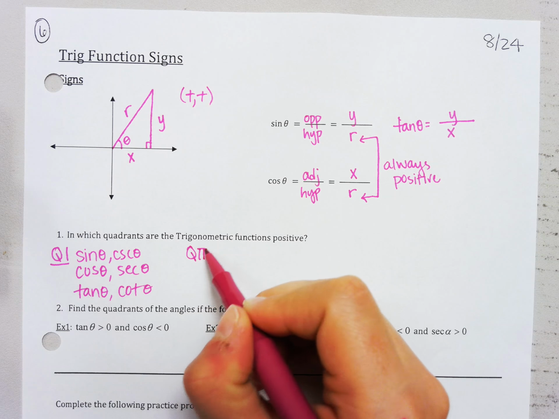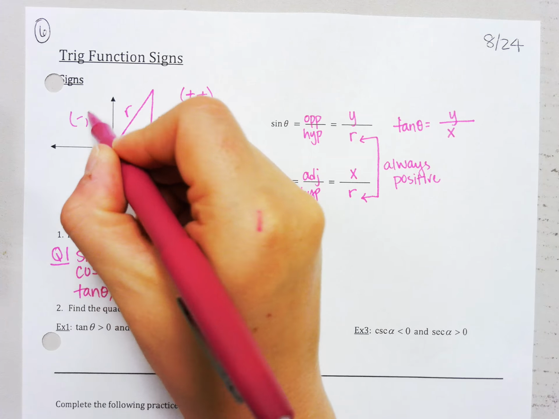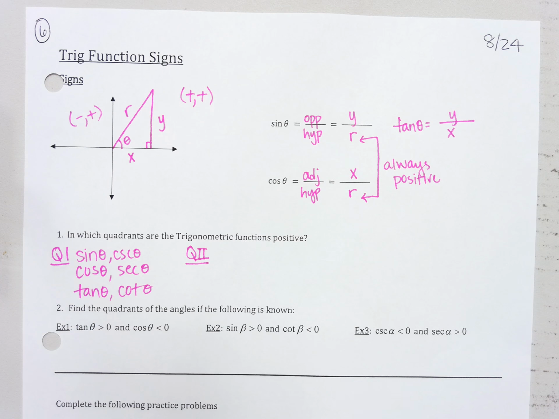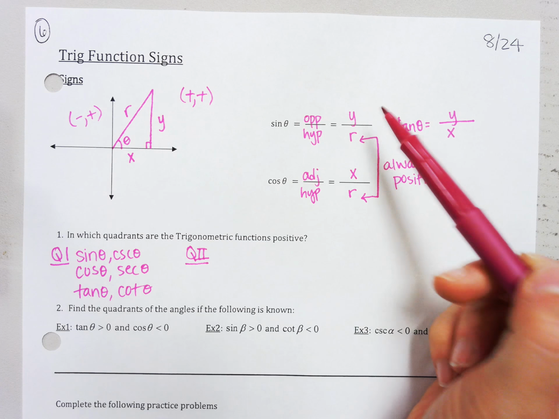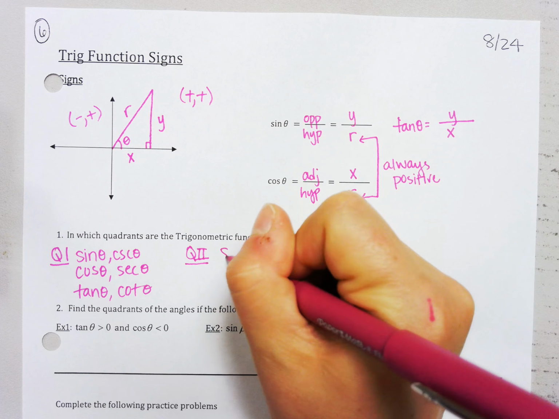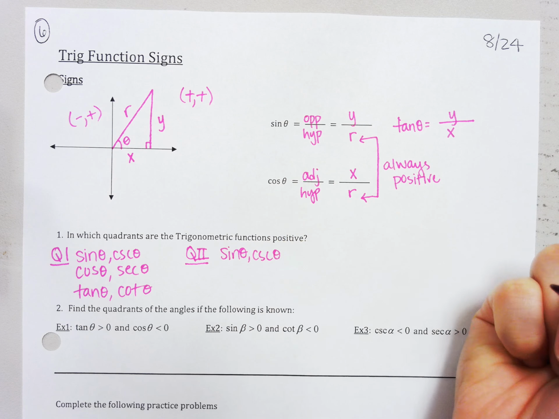Okay, let's look at quadrant 2. So in quadrant 2, my x value is negative and my y value is positive. So is my sine positive? Well, my y value is positive and my r value is positive, so sine and therefore cosecant are positive in quadrant 2.